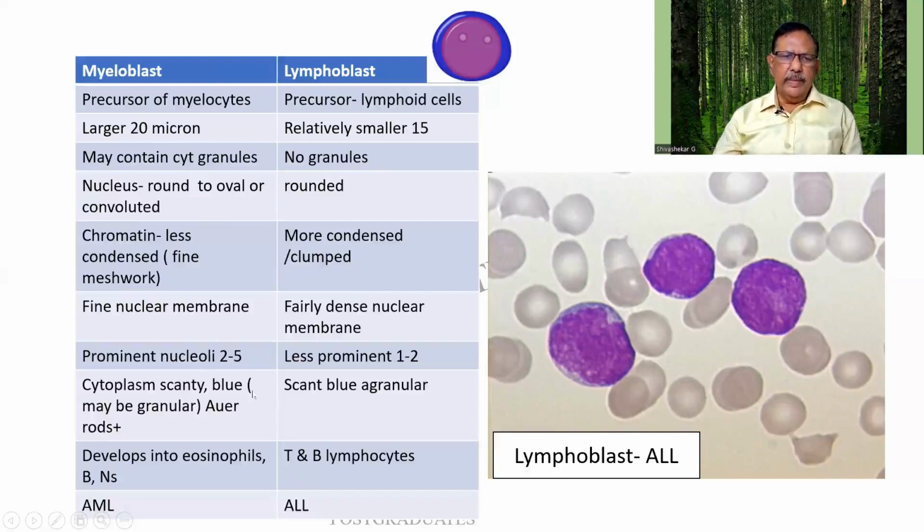And the cytoplasm is scanty. Auer rods can be seen. Here it is scant, blue and a granule. It can develop into various cells, the myeloblasts such as the eosinophilic, neutrophilic or a basophilic series. Here the T and the B lymphocytes. The leukemic counterpart is the AML. Here it is the ALL. Kindly learn this by heart and keep it in one corner.